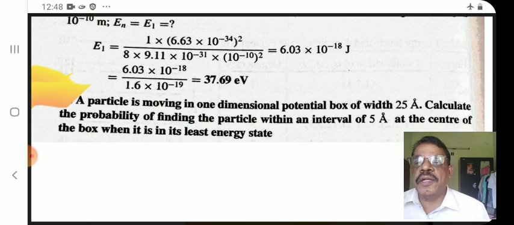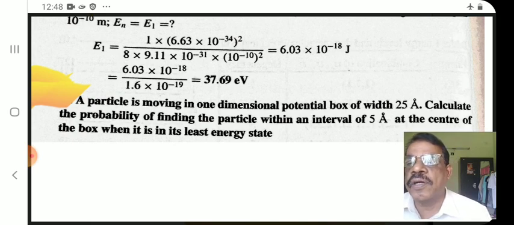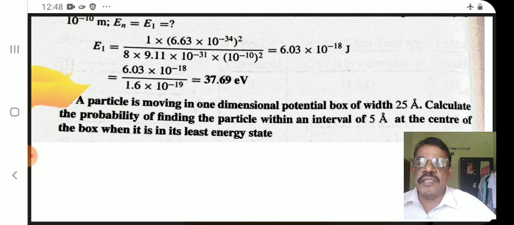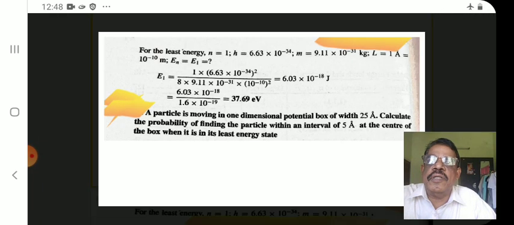Next problem. A particle is moving in a one-dimensional potential box of width 25 angstrom. Calculate the probability of finding the particle within an interval of 5 angstrom at the center of the box, when it is in the least energy state. Least energy state is the ground state, and the particle is in the middle of the box. We have to find the probability.